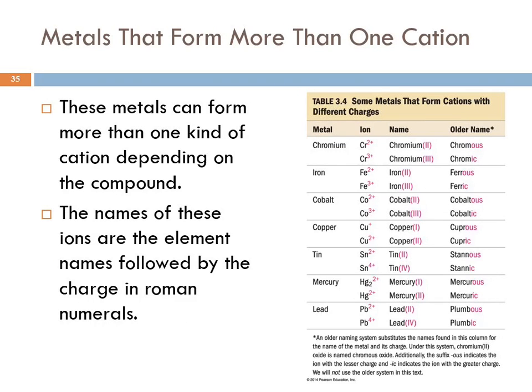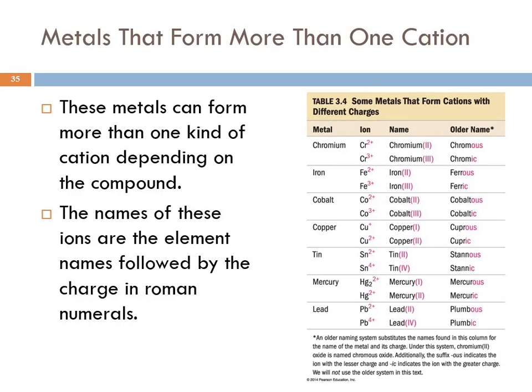Then there's metals that can form more than one cation. Here are some of them. Pretty much every one except the ones on the previous table could form more than one ion. These are just some of the more common ones. So, for example, chromium can be +2 or +3. Copper can be +1 or +2. So in the name of the ion, we have to indicate which ion we are talking about.